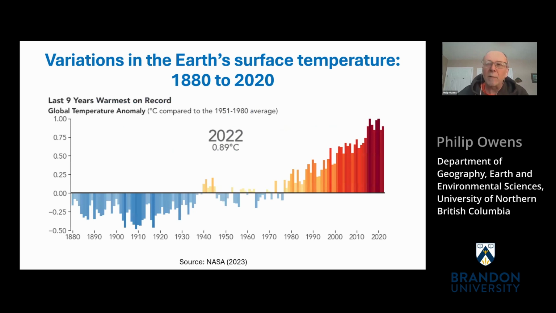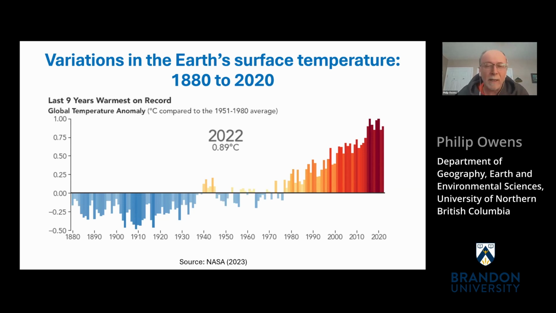In terms of some context, I always think it's important to understand why we're interested in something like this. If you see this image here, what we're looking at is the variation in air temperature, surface temperature, over a period of about 1880 to 2020 based on data from NASA.